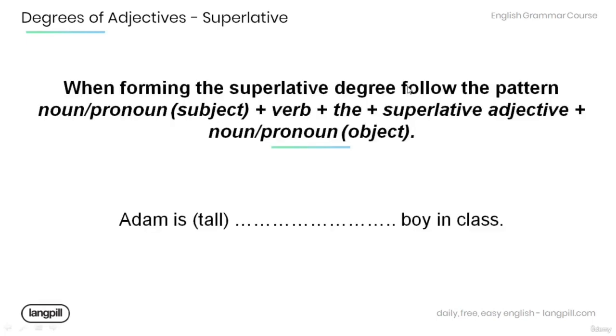Now, let's review and practice a bit. Remember that when forming the superlative degree, follow the pattern, noun or pronoun as the subject of the sentence, plus verb, plus the, plus superlative adjective, plus noun or pronoun as the object of the sentence. Now read the following sentence and provide the superlative form of the adjective in the bracket. Adam is tall boy in class. Adam is the tallest boy in class.